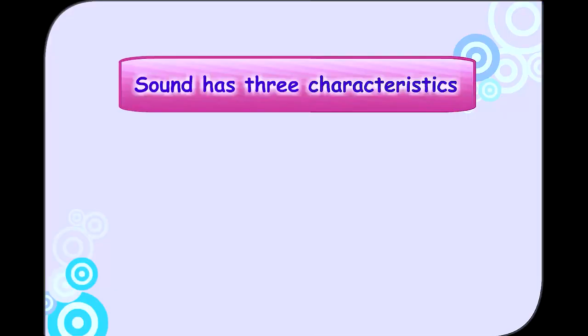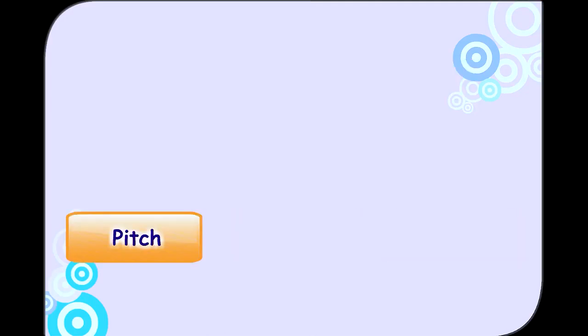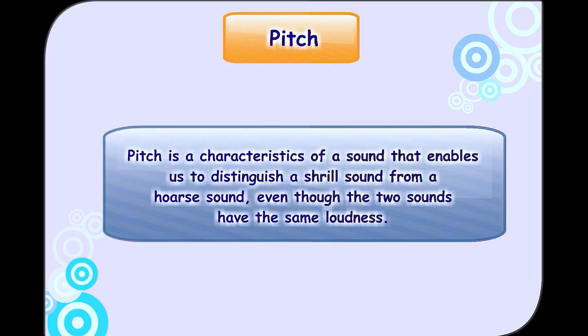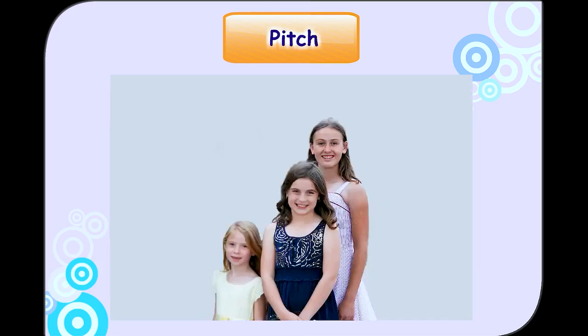Sound has three characteristics: pitch, loudness, and quality. Pitch is a characteristic of sound that enables us to distinguish a shrill sound from a hoarse sound, even though the two sounds have the same loudness. An object that vibrates with a low frequency produces a sound with a low pitch. An object vibrating with a high frequency will produce sound with a higher pitch.